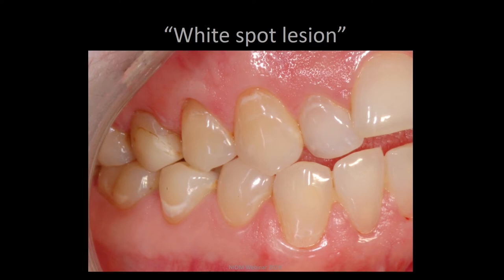Another term used for initial lesions is white spot lesions, because of the characteristic whiteness caused by the changed reflection of light on and under the surface, due to change of the direction of crystals and increased porosity underneath the intact enamel surface.